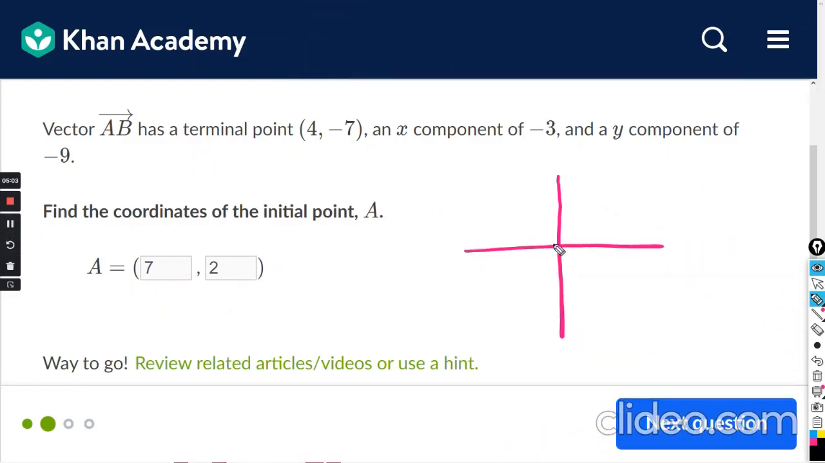In case you need to see it graphically, I'll just draw a quick sketch that says the terminal point is 4, negative 7. So let's say we went 4, negative 7. That is actually where the vector ends because that's the terminal point. But in order to get to that point, they went negative 3 on the x and negative 9 on the y. So they had to travel minus 3 in the x direction and negative 9 in the y direction.